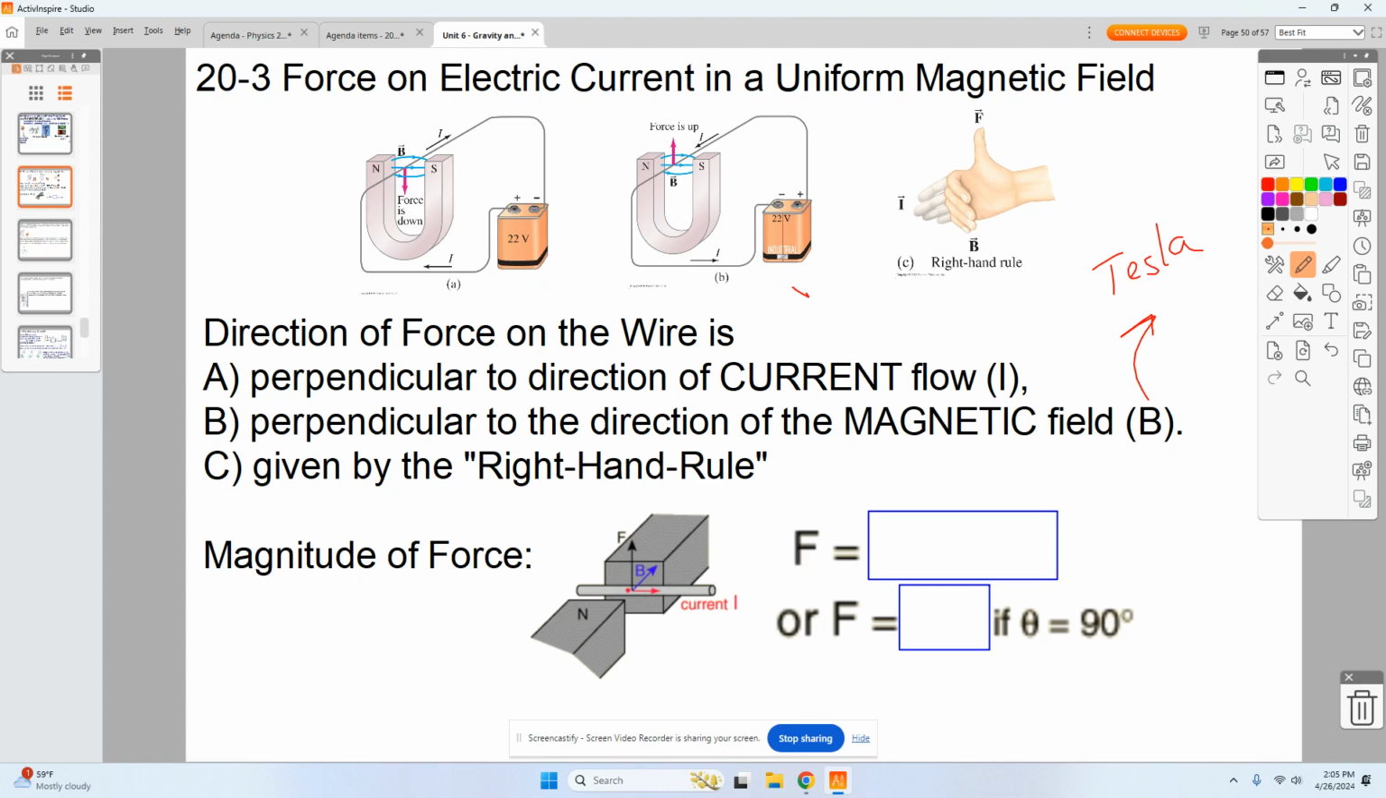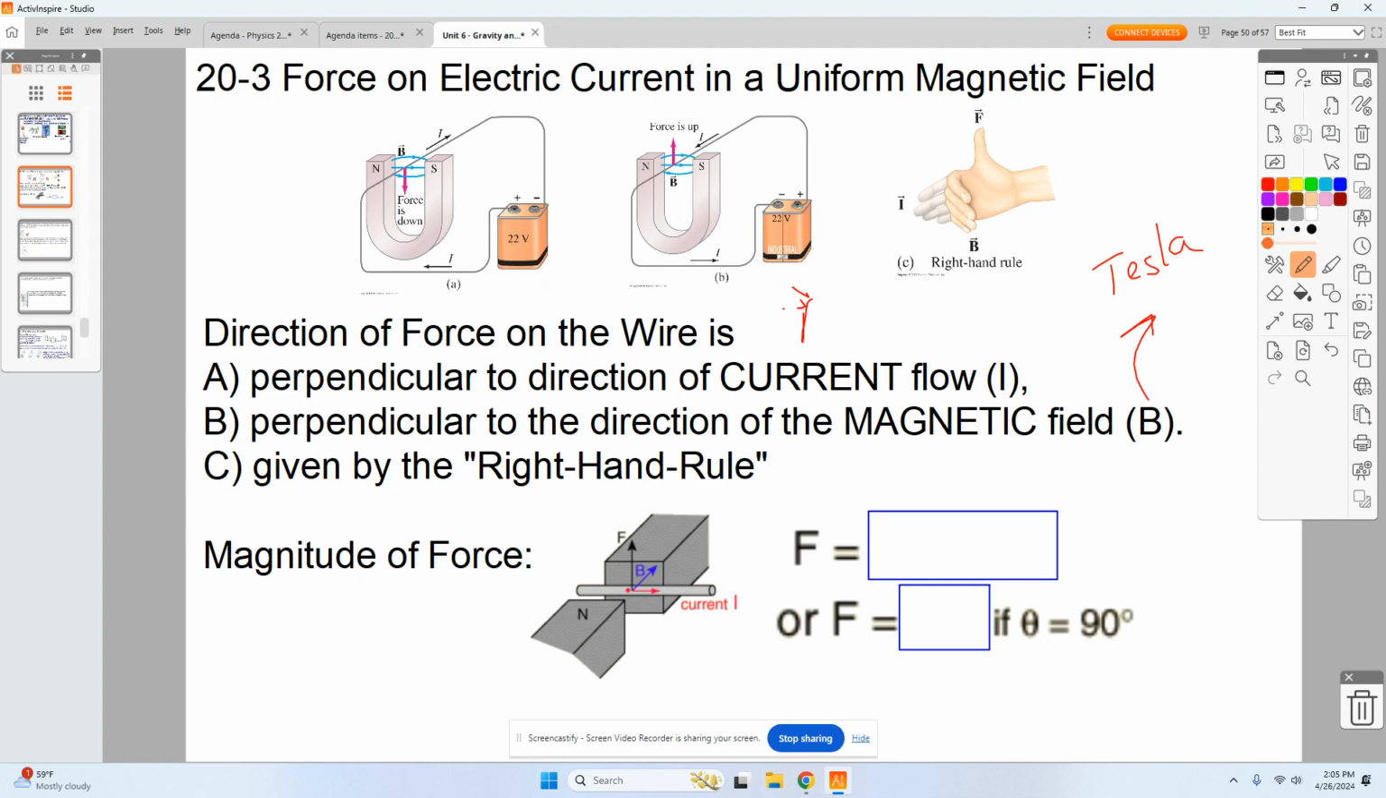I notice that it's pointed, it goes from north to south, so my fingers are curling that way, and I notice that now my thumb is pointed upward. So the direction of that force would be up. And what I demonstrated yesterday was I can use that alternating current to cause that speaker to go up and down. That has to do with the directional change of that force.